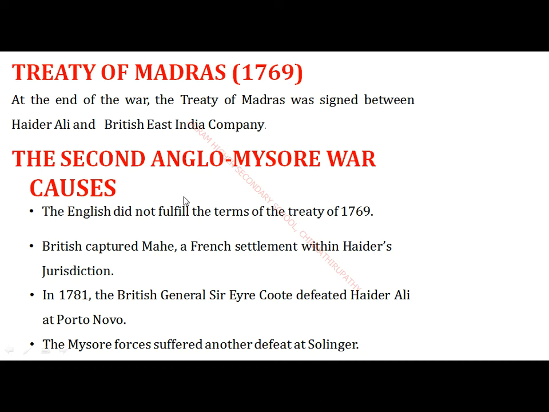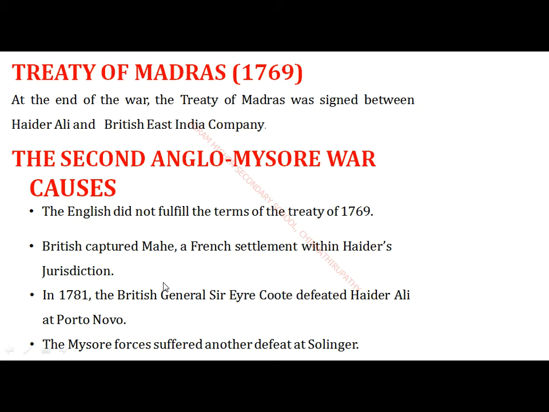Okay, children, next we are going to talk about the Second Anglo-Mysore War. For what cause did it take place? The cause is that the English did not fulfill the terms of the treaty of 1769, called the Treaty of Madras. The terms they signed were not fulfilled; the promises were not kept truthfully by the English. What was that promise? That the parties return the conquered territories and help each other in case of any foreign attack on them.